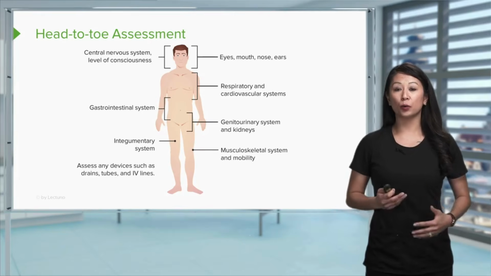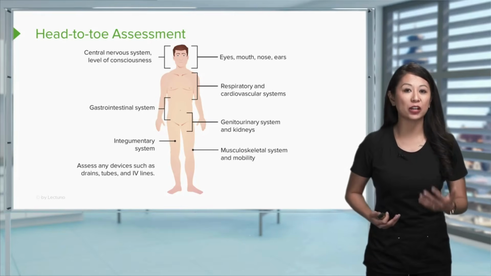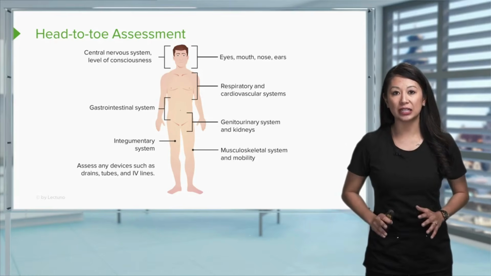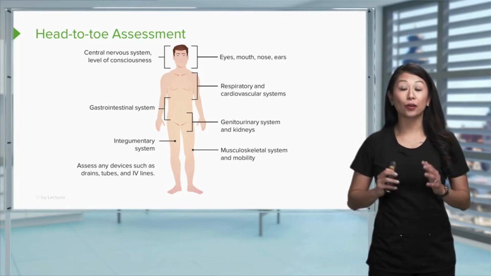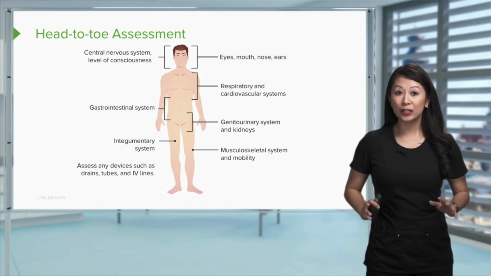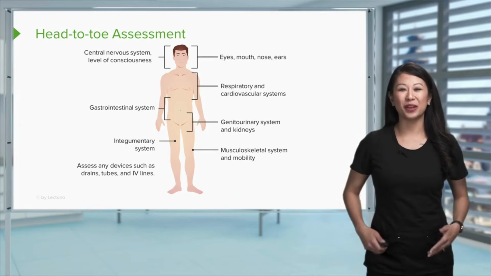Now, as we move through our patient, sometimes this can be assessed because your patient may naturally be moving, but we want to keep in mind their musculoskeletal system and their mobility. Can they move their arms and legs? Are they really weak? Do they need assistive devices? And don't forget any IV lines, drains, or tubes as we're moving from head to toe.